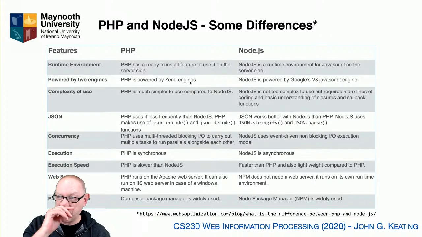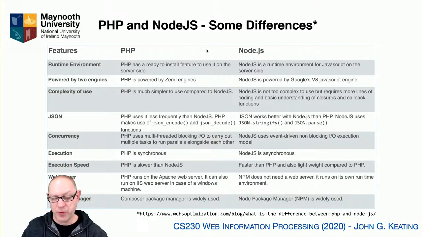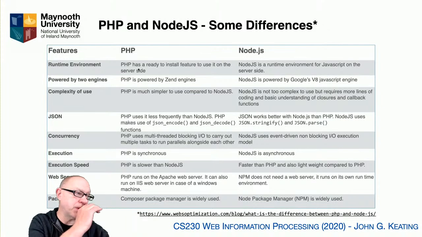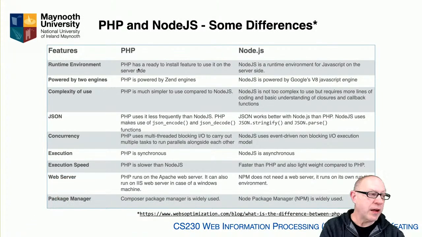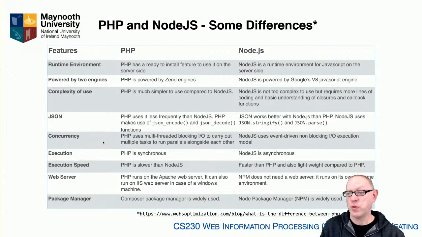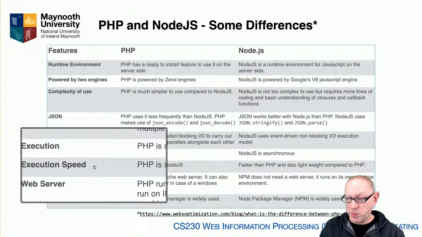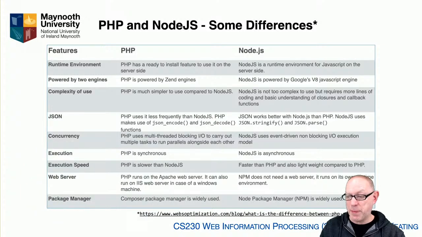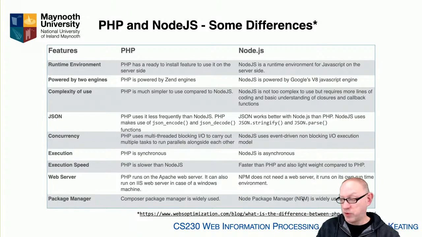So I have a nice slide here which tells you a little bit about the various features, and I ask an exam question about it. So this is always a good slide to refer to when you're asked questions about this kind of stuff. We need to think about the runtime environment, the engines that you have, the complexity of use, whether it supports JSON, concurrency, whether you have multi-threaded applications, how the execution happens, speed of the execution, the kind of web server, and the package manager. So Composer is used with PHP, for example, where we use npm for Node.